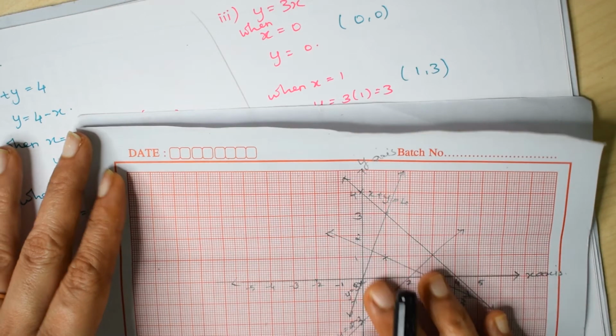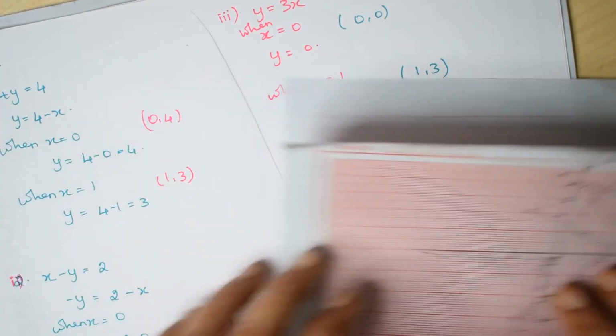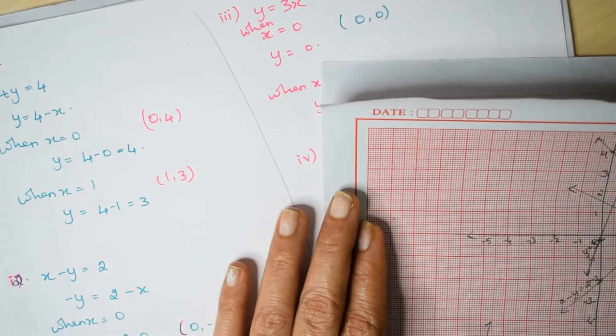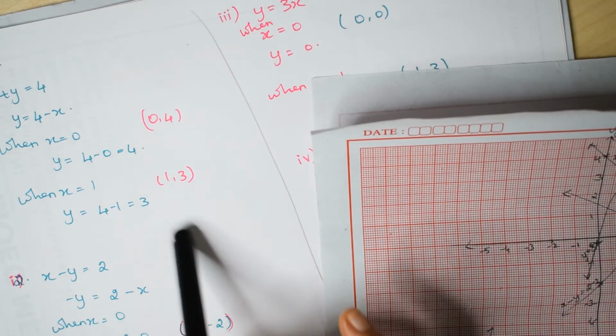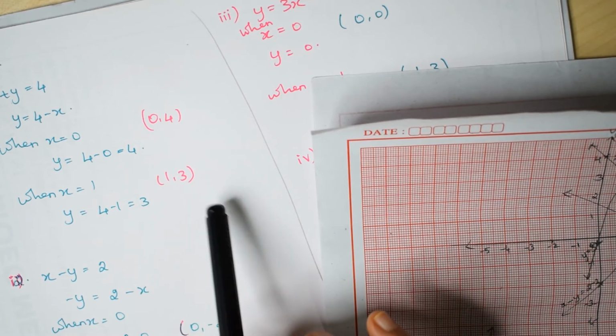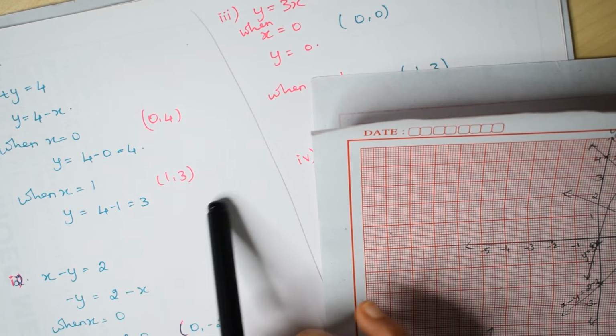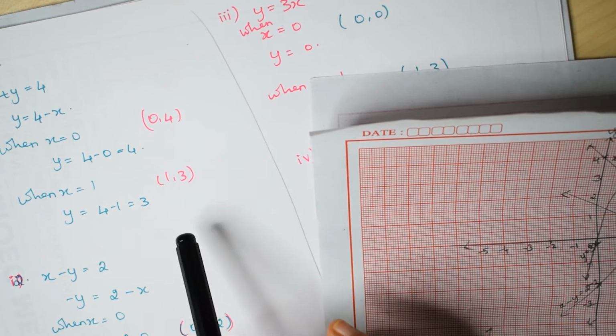Okay. Now we know all the points. I have marked it in a different color. If you feel you are not comfortable, you can mark it in a tabular column also, where you can be more specific.